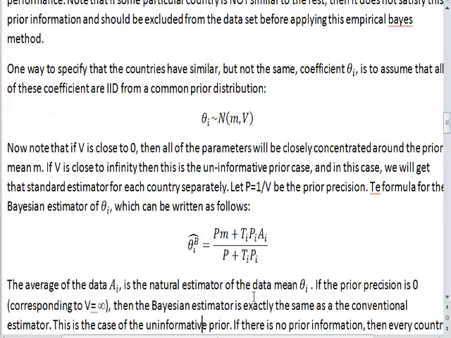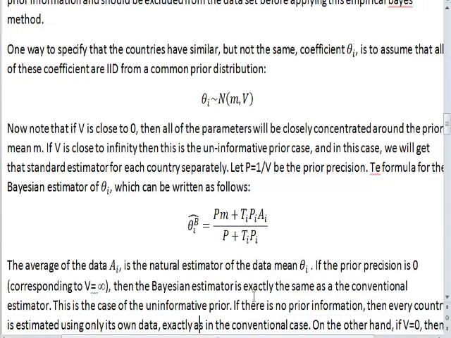Now, if V is close to 0, the variance of the prior, that means that all of the theta are tightly concentrated around the mean. So this is very much like having the same coefficient. And if V is very large, then they are all different and there is no relation between them. And so that's very much like having different coefficients. And so the middle cases are the ones where we have similarity. And those are the ones in which you get the power from the Bayesian technique.